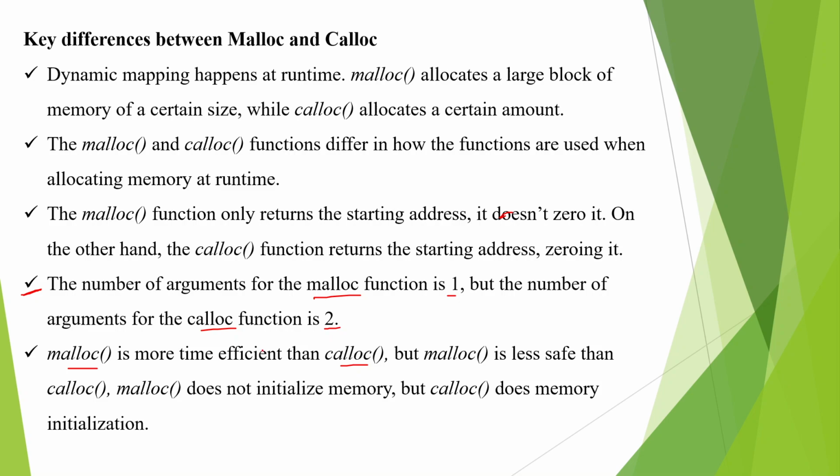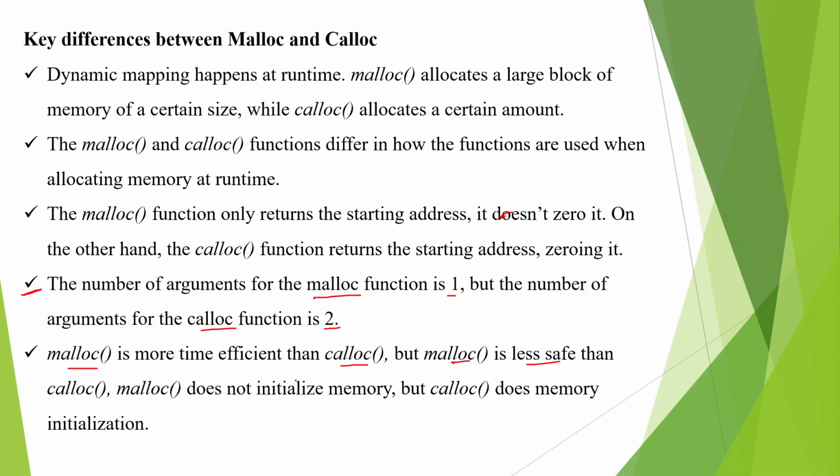Whereas calloc has to do contiguous memory allocation. In today's session I told you, whenever we go for contiguous memory allocation, it has to look for contiguous free blocks in the heap before allocating the memory to the pointer, and that will take some time. But in terms of safety, malloc is less safe, whereas calloc is more safe than malloc.